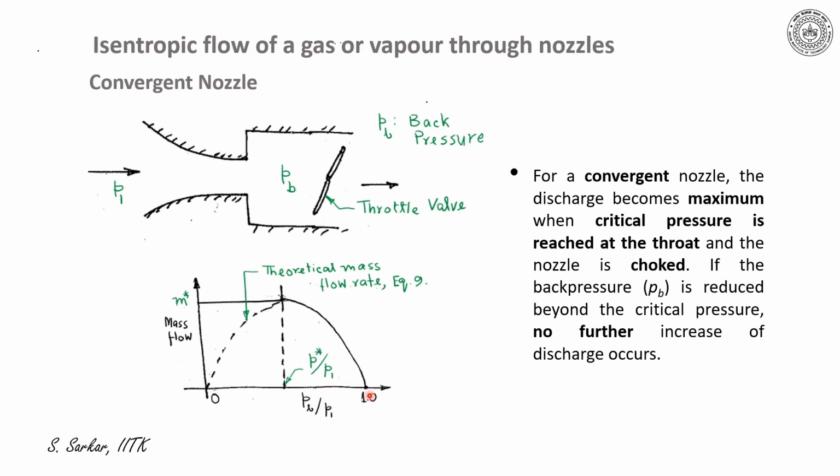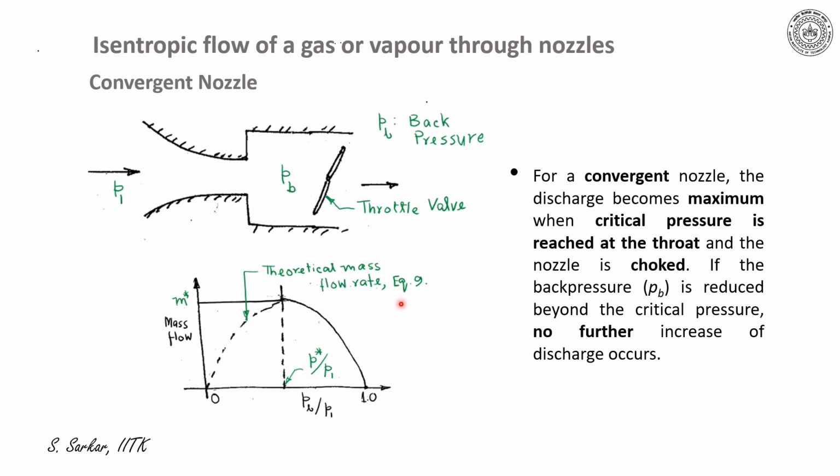This indicates that as back pressure is decreased, the mass flow is increased, and at a certain back pressure, mass flow becomes maximum, which is m star, that is the critical mass flow rate. After that, even if we decrease the back pressure, the mass flow would not change.